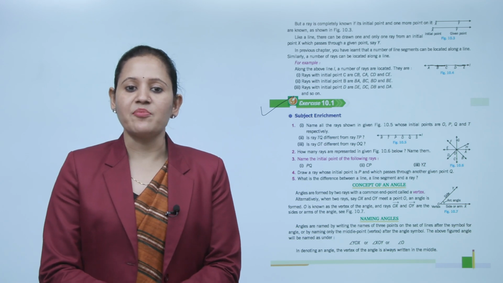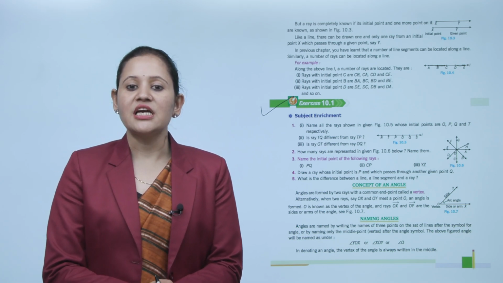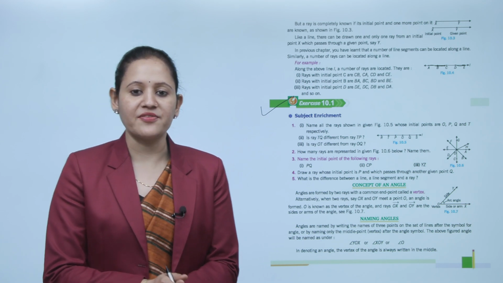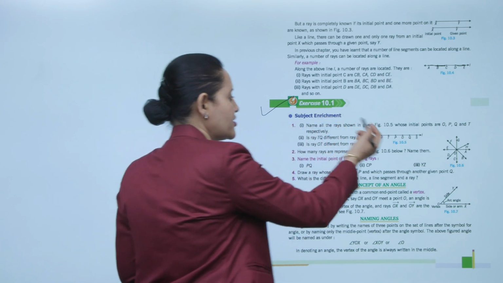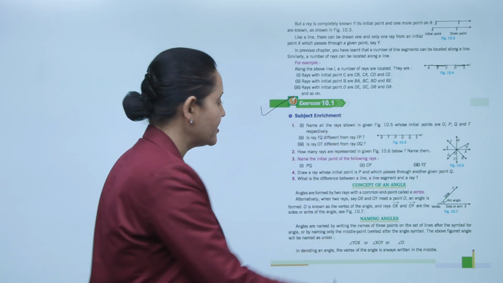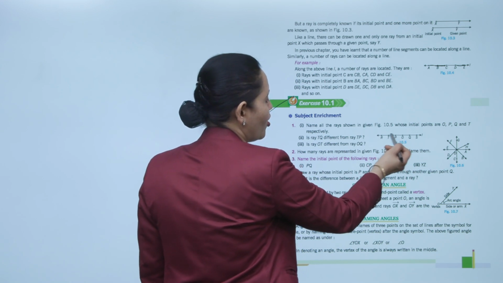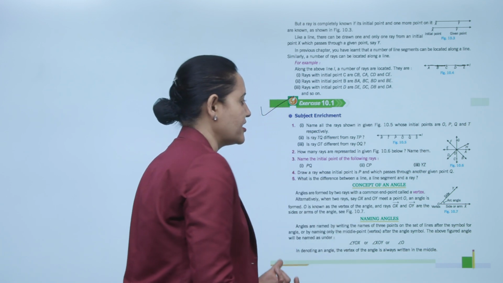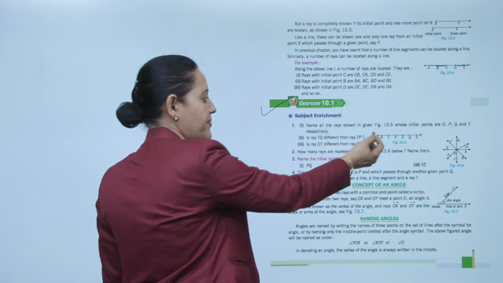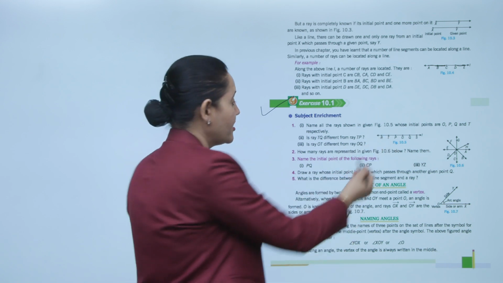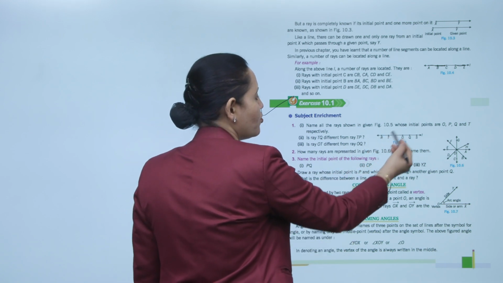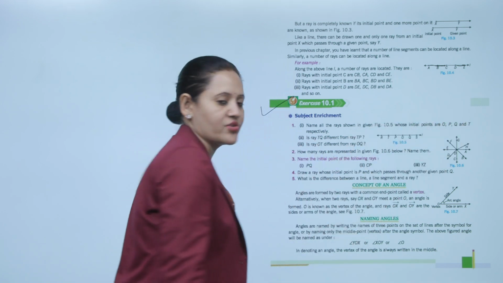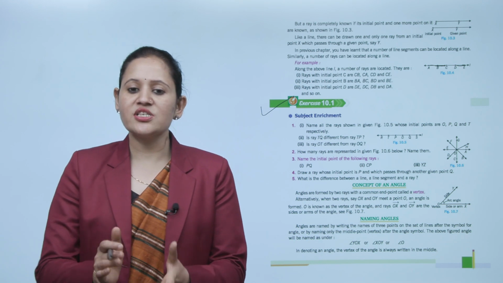Subject enrichment. Name all the rays shown in the given figure 10.5 whose initial points are O, P, Q and T respectively. If the initial point is O, the rays are OP, OT, OR, OQ, OS like this. If the initial point is P: PT, PR, PO, PQ, PS like this. You can write the rays with initial points Q and T also. Clear? Next is concept of an angle.